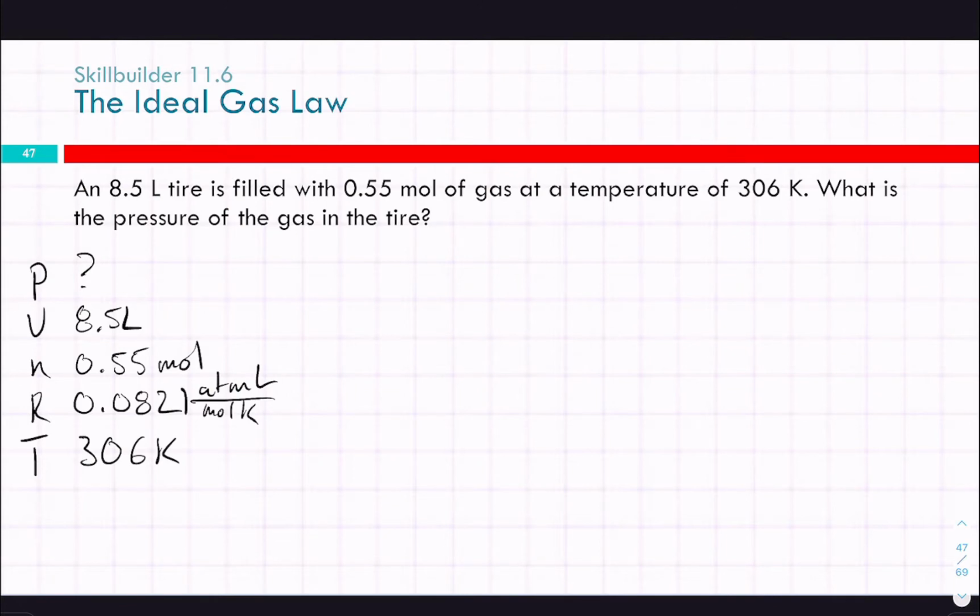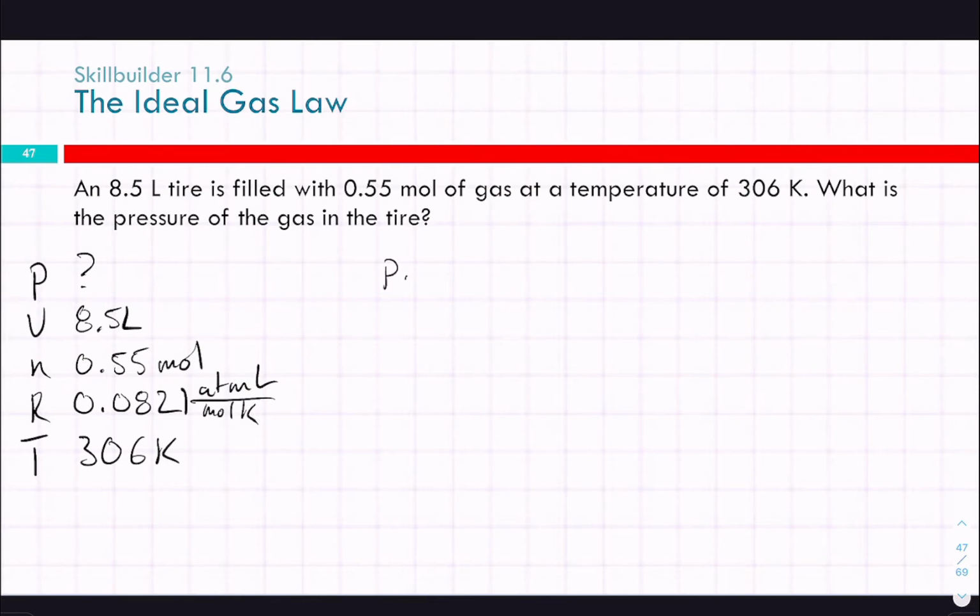So as a quick initial check, we just want to make sure that all of our units match the units for R. So we have volume in liters. We have number of moles in moles. That one's almost always the same. And we have our temperature in Kelvin. So we'll be solving for this pressure in atmospheres.